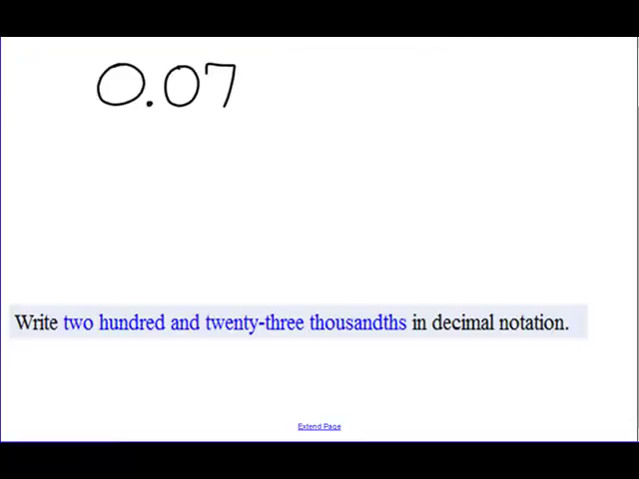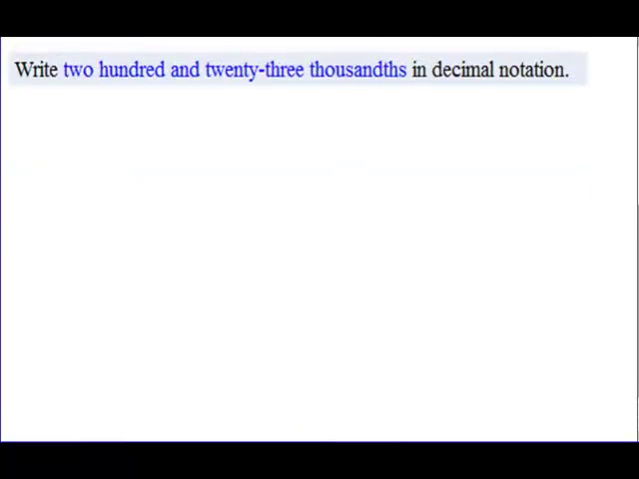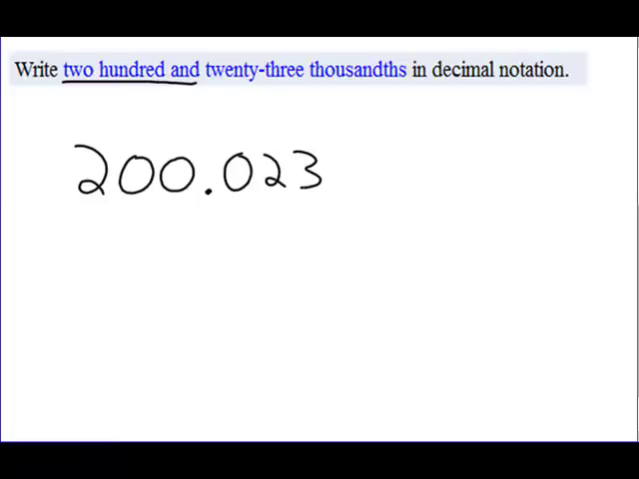Let's try this one down here. Press pause and give it a try. Let's see how you did. Write 223 thousandths in decimal notation. 200 and, so that's 200 and, there's my decimal point, 23 thousandths. Well, we got tenths, hundredths, thousandths, 0, 2, 3.